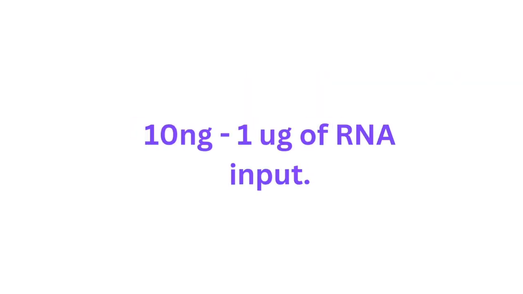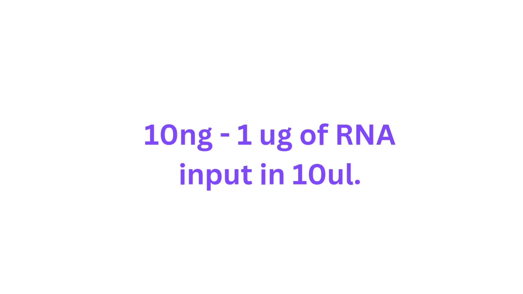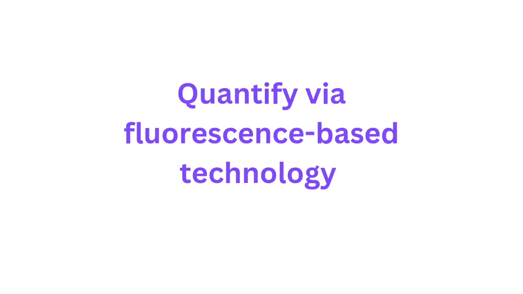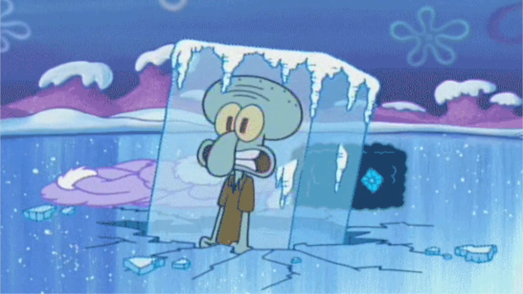For the RNA input for depletion, you can use as little as 10 nanograms and as much as 1 microgram. And it has to be in a volume of 10 microliters of nuclease-free water. And you have to quantify it by an RNA-specific dye-assisted fluorometric method, so the Qubit or RiboGreen, or a bioanalyzer. The samples have to be kept on ice throughout the process.